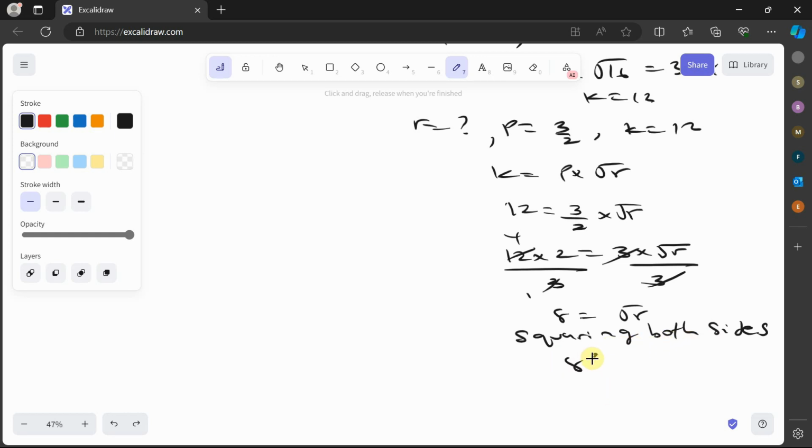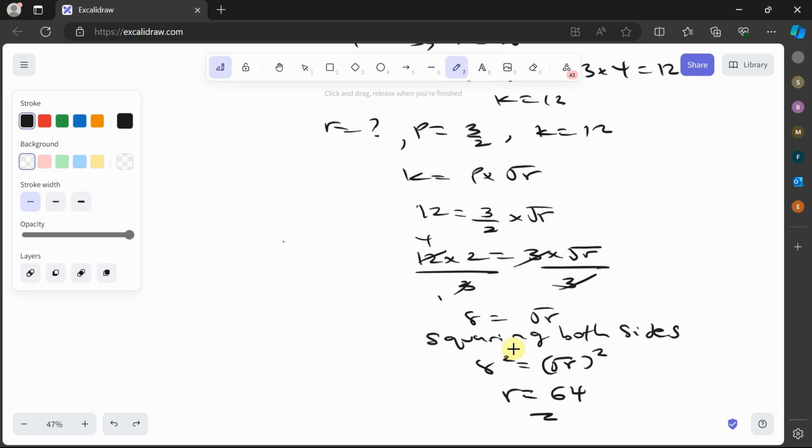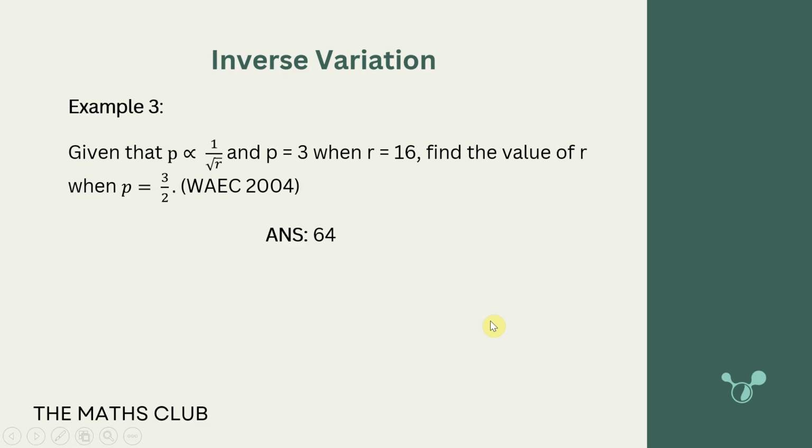So that will be 8 squared is equal to square root of r all squared. Square root of r times square root of r is r, and 8 squared is 64. So r is equal to 64. So this is our answer for r. Let's see if we're correct. Great. So our r is 64.